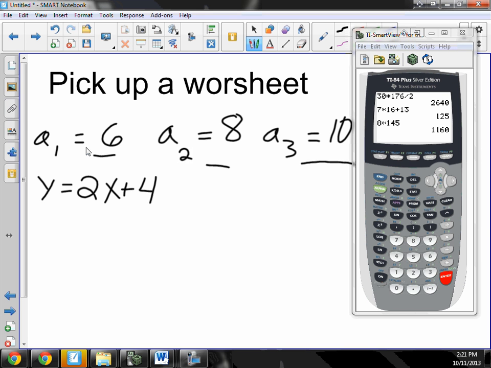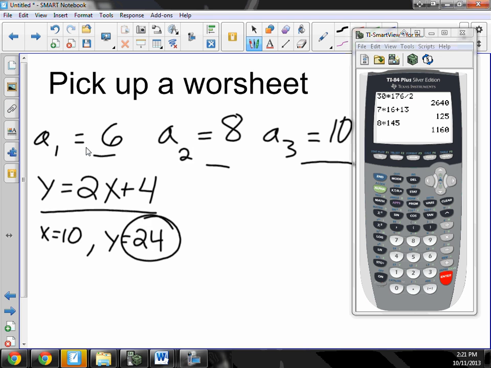So, what does this equation tell me? What does it represent? So if I plugged in 10, x equals 10, 2 times 10 is 20 plus 4, y equals 24. What is this number? Careful. How much he earns on week 10. Okay? It doesn't tell me the total amount. All it tells me is how much that 1 week paid.